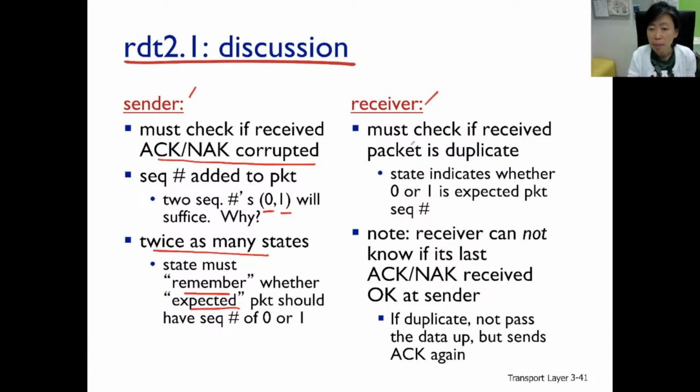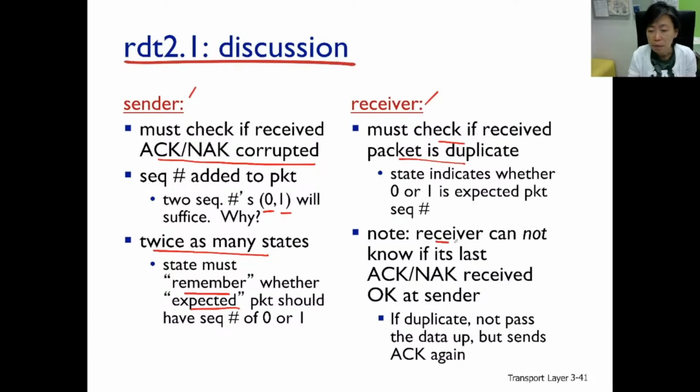So the states somehow need to remember what is the expected sequence number. Receiver side, the primary function is to avoid receiving duplicate packets. So it would check the sequence number, whether it's a repeating sequence number. In that case, the packet is a duplicate. If that is the case, the data will not be extracted and passed up to the application. It's just going to be discarded.